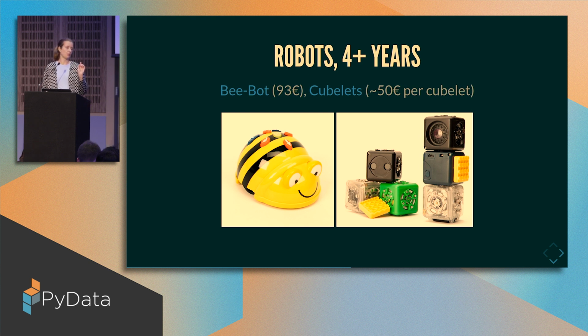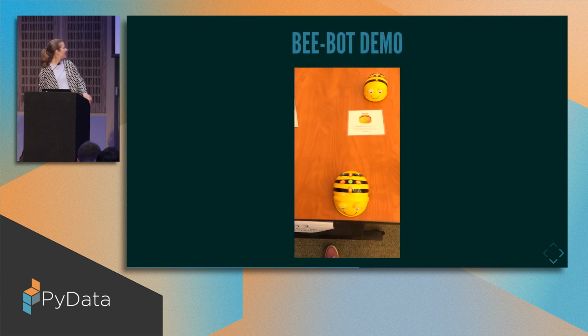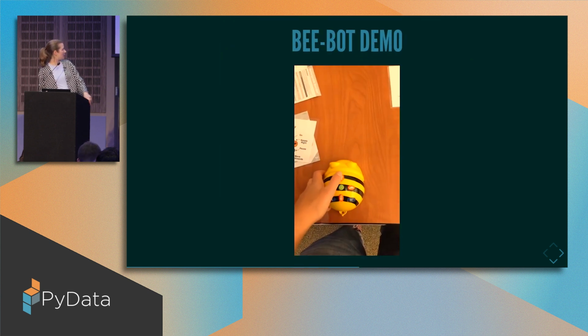I always listed the prices as well because some offers are free and some are really expensive. Like with the cubelets, one cubelet is about 50 euros, so you need a lot of money to get really cool robots. Okay, this is a demo of the Bee-Bot.